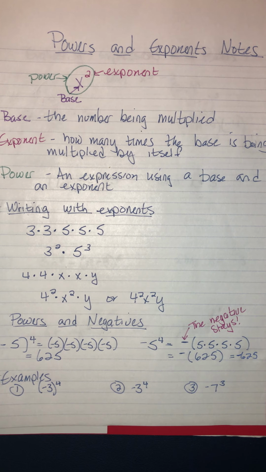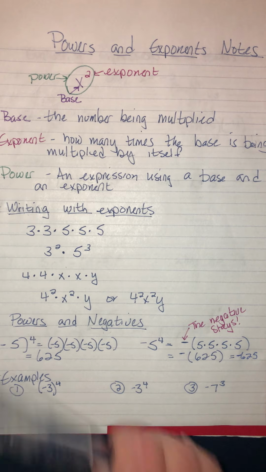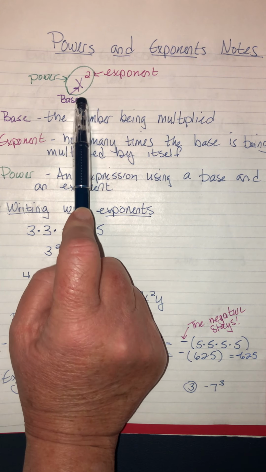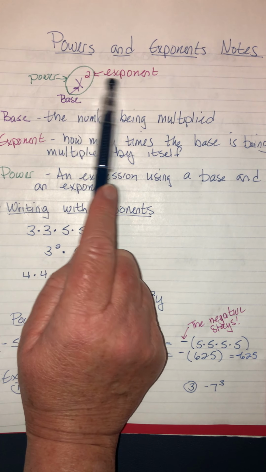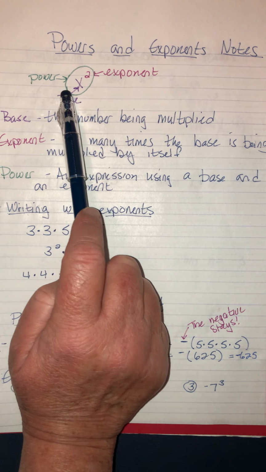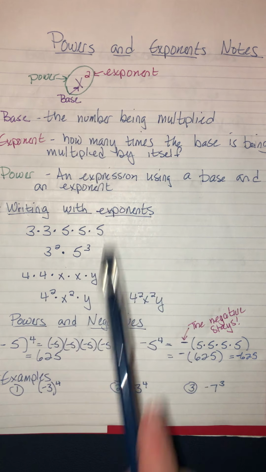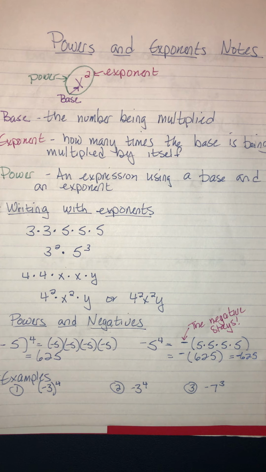Welcome back. Powers and exponents. So, as we discussed already, we know in x squared, the x is the base, 2 is the exponent. We're adding in that this whole expression is called a power. So the base is the number being multiplied. The exponent is how many times the base is being multiplied by itself. And the power is an expression using a base and an exponent.